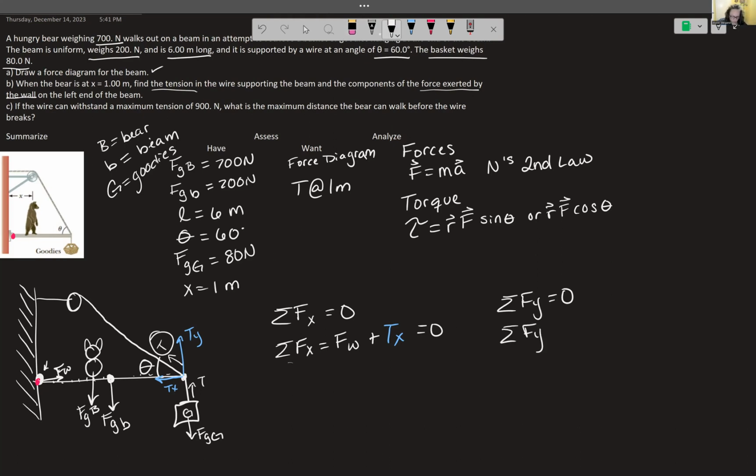So the forces in the y direction, we're going to have the tension. I'll put this back in blue. We're going to have the tension in the y direction, plus we'll have the force of gravity of the beam, the force of gravity of the bear, and the force of gravity of my goodies. And those will all be equal to 0.